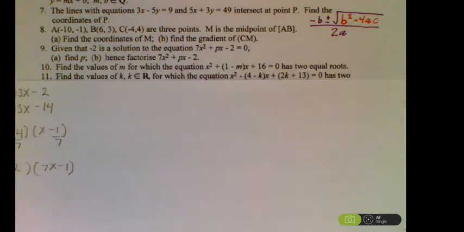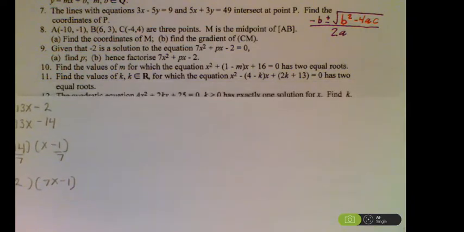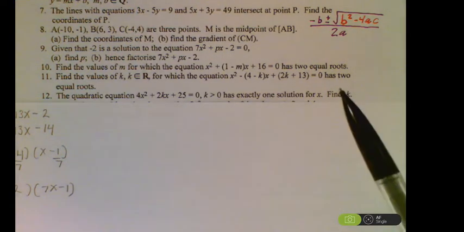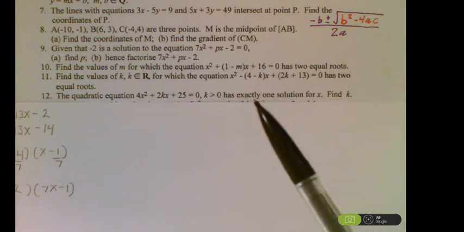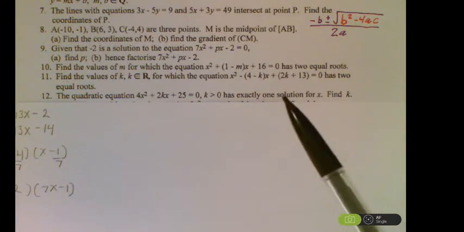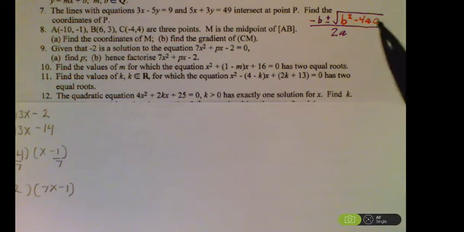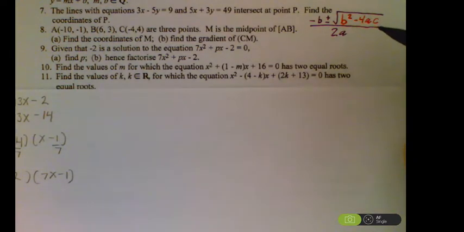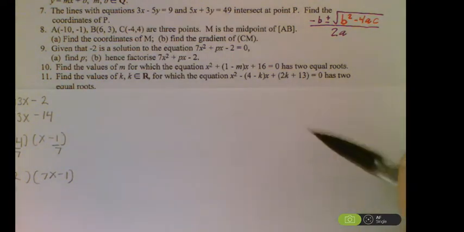All right, moving on to number 10. If you look at 10, 11, and 12, these all basically say the same thing. If you have two equal roots, that is the same thing as having exactly one solution. So those are always the cases where b squared minus 4ac equals 0. And this is a really popular IB test question, so this is definitely a good little group to know here. For a case like this, we just plug into the b squared minus 4ac and set it equal to 0, because we have two equal roots.